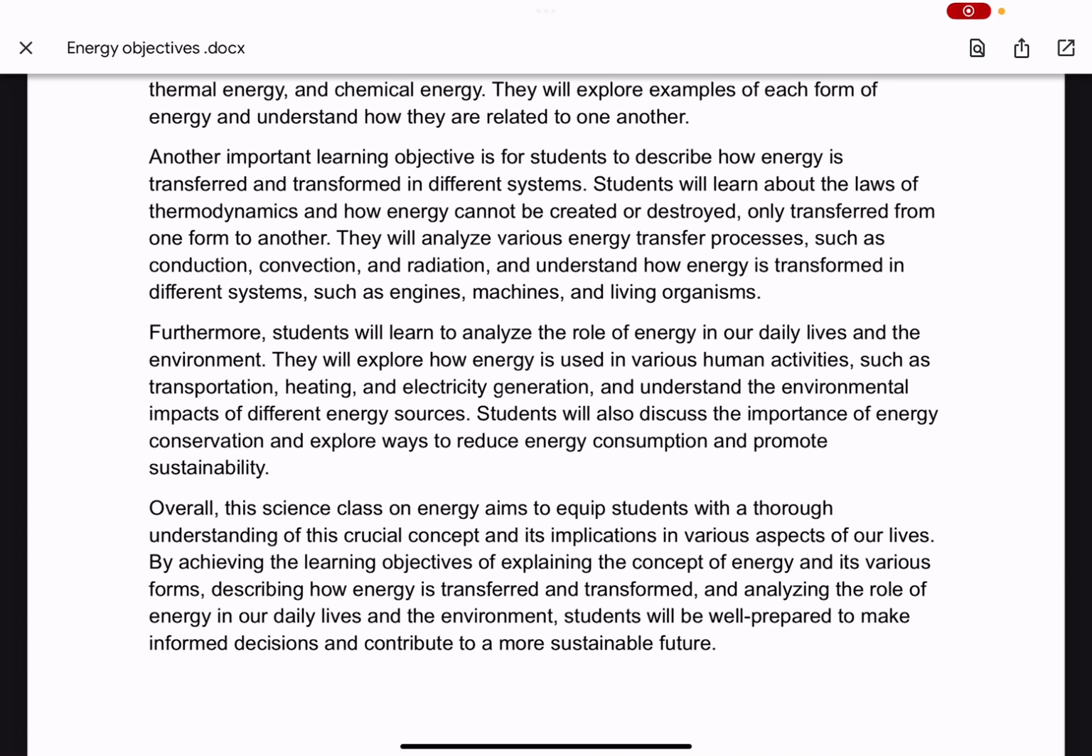So overall in this class on energy, we're going to aim to equip you with a thorough understanding of this crucial concept and its implications in various aspects of our lives. By achieving these learning objectives, explaining the concept of energy and its various forms, describing how energy is transferred and transformed, and analyzing the role of energy in our daily lives and the environment, you as students will be well prepared to make informed decisions and contribute to a more sustainable future.